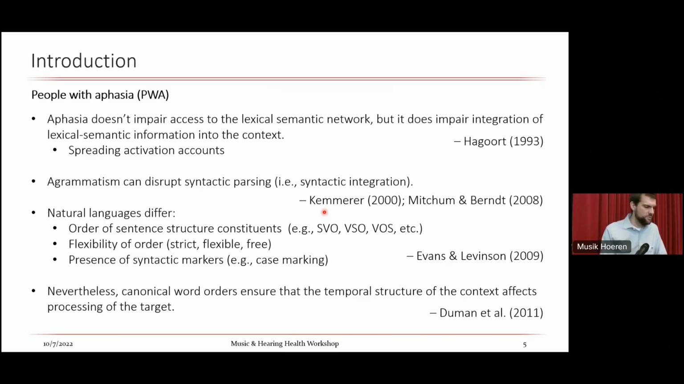We also know that they differ with respect to the flexibility of the order. So some languages are what we would call strict word order languages like English and German. But then there are free word order languages like Turkish and Basque, where they could structure the sentence in many different ways, and it would still be syntactically understandable between speakers.